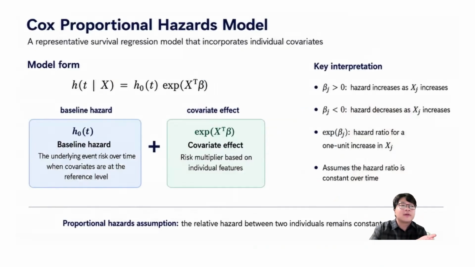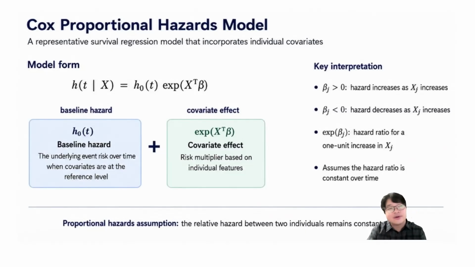So, a representative survival regression model is the Cox proportional hazard model. The model is written as this. And here, h0 is the baseline hazard. Based on individual features, this model allows us to interpret the effect of each covariate. If beta is bigger than 0, the hazard increases.